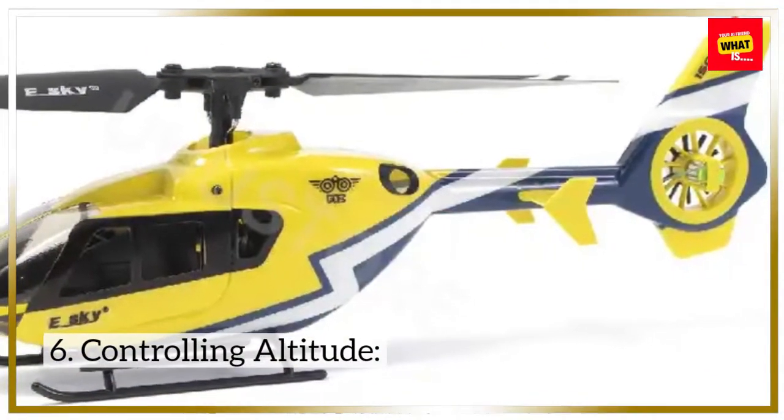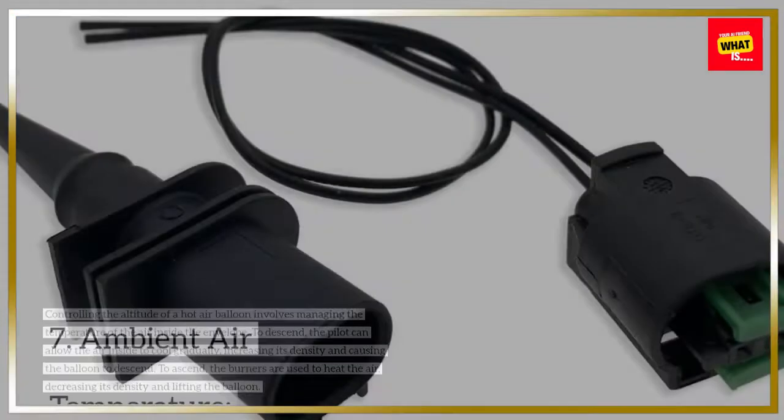6. Controlling altitude. Controlling the altitude of a hot air balloon involves managing the temperature of the air inside the envelope. To descend, the pilot can allow the air inside to cool gradually, increasing its density and causing the balloon to descend. To ascend, the burners are used to heat the air, decreasing its density and lifting the balloon.